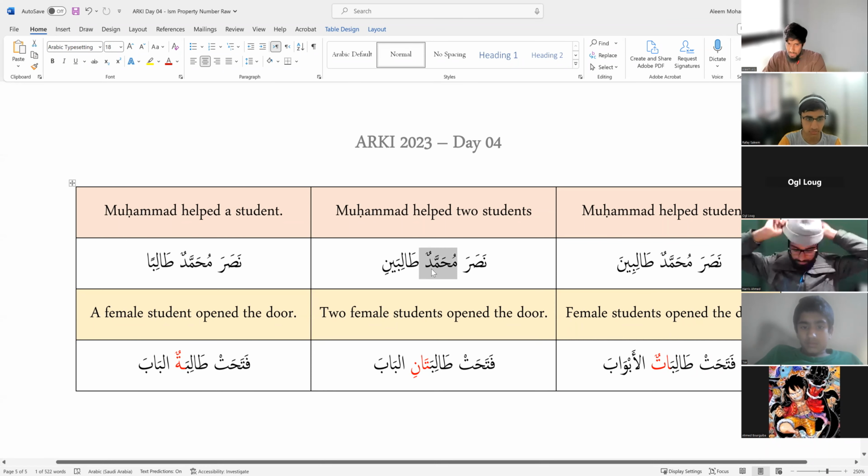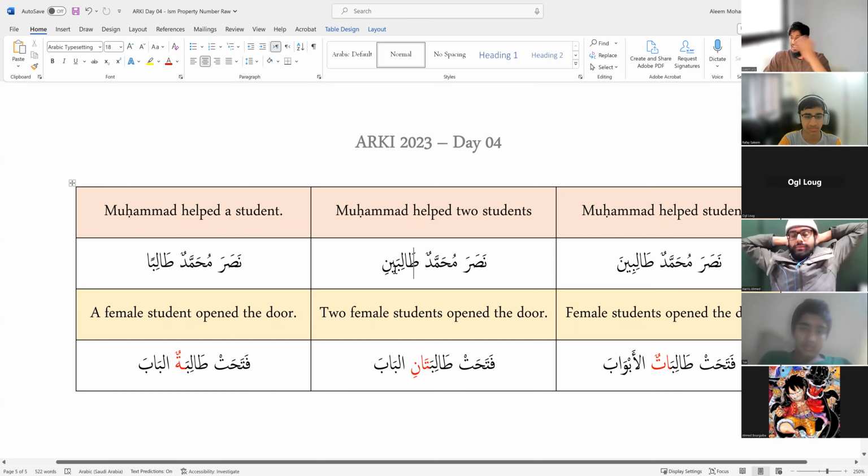Muhammad is still Muhammad, still my doer, but then it becomes talibaini, the aini ending, right? And it's male. And in the plural case, where he's helping multiple students, we have Muhammad as our doer, which is in a state of rafa. Then we have talibina, an ina ending there to represent an ism that's in a state of nasb, but it's multiple people, right? 3 or more.